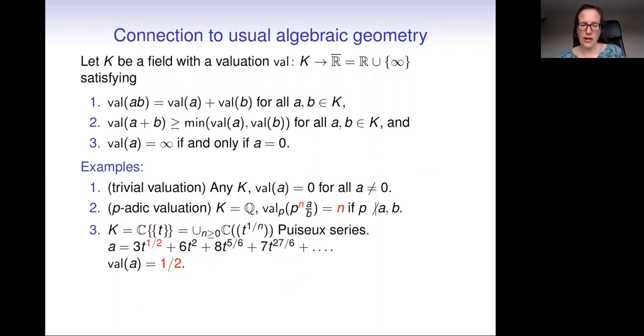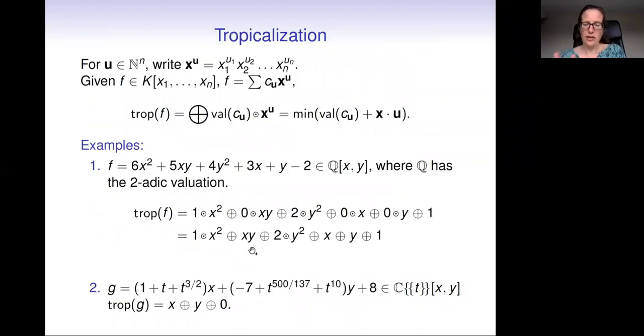And then this is a valued field. And the valuation is just, I write out my Puiseux series and I take the first exponent, the smallest exponent that shows up. So the valuation of 3t to the half plus 6t squared plus 8t to the 5/6 plus 7t to the 27 over 6 plus dot dot dot is going to be a half. Okay, so those are good examples anytime I say valuation to think about.